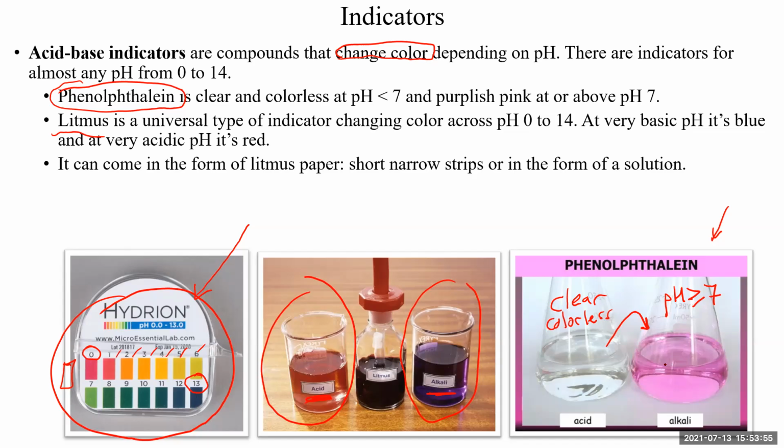But it has only one point at which it changes color. This is referred to as the endpoint. The endpoint is not the equivalence point. The equivalence point is when moles of acid equal moles of base. Moles of hydrogen ion equals moles of hydroxide ion.